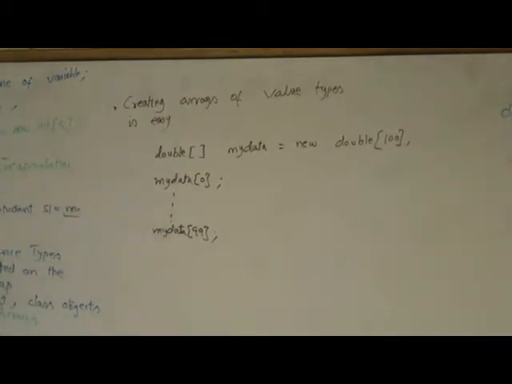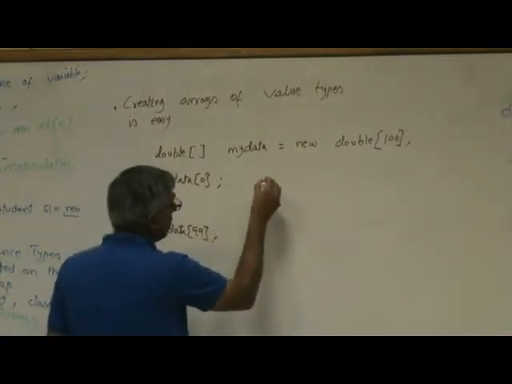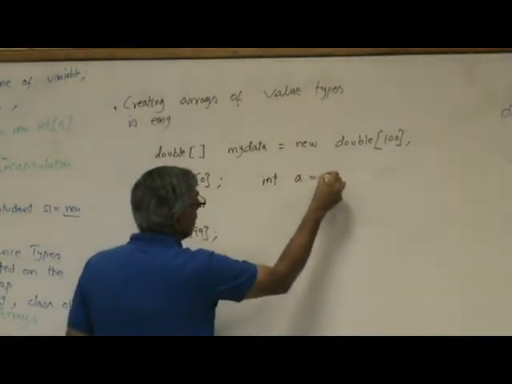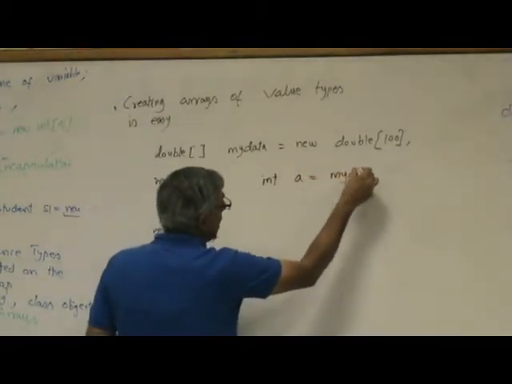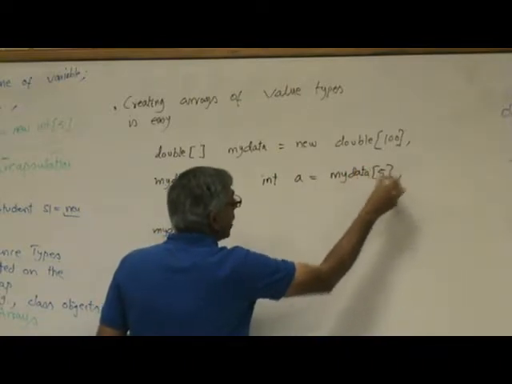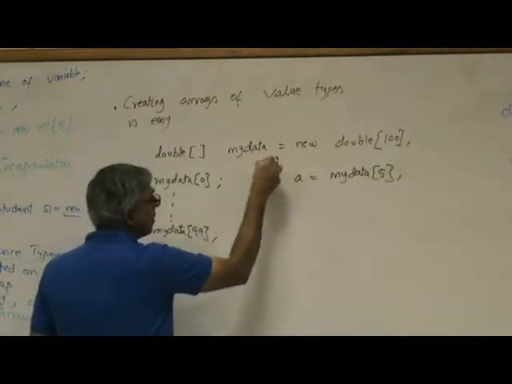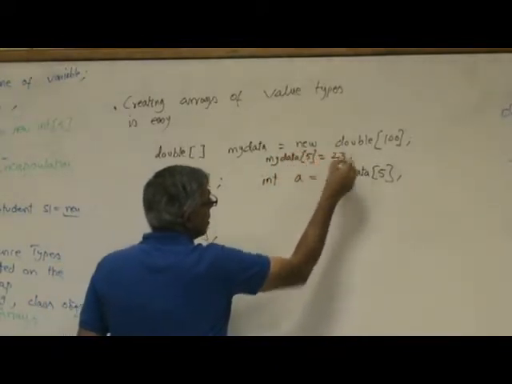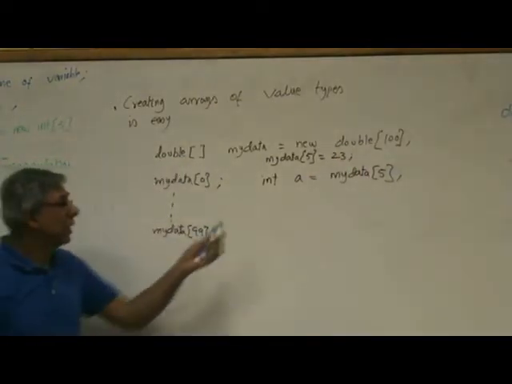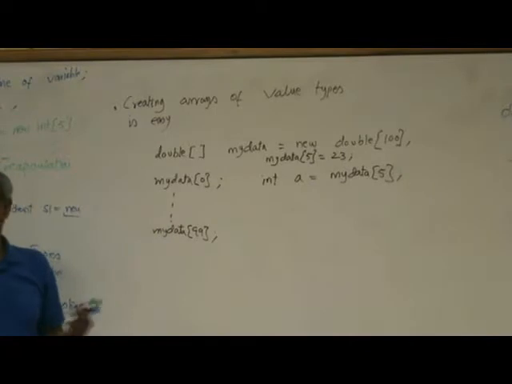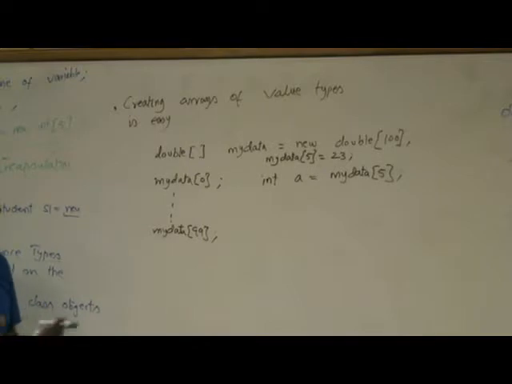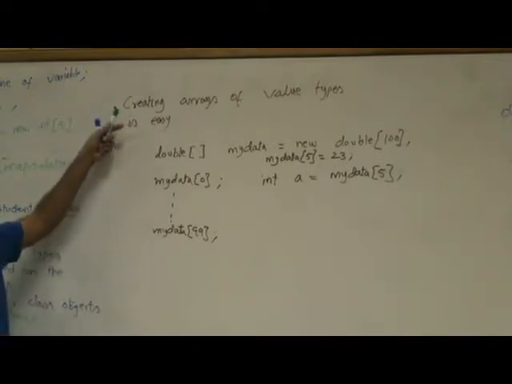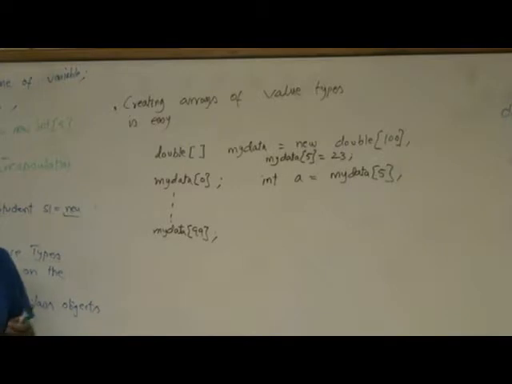That's easy, right? Once you have created the array, you can read the data from any one of these memory locations, just like you read the data from a simple variable. So you can say, for example, int a equal to my data of 5. If, let's say, in my data of 5 you had stored 23, what will be read into the variable A? 23, right? So it's very easy to read or write the data to the array once you create the memory for it. Like I said, creating arrays of value types is easy.